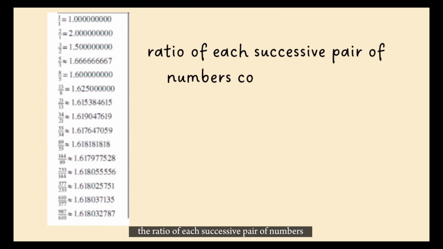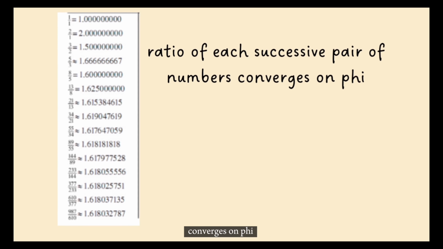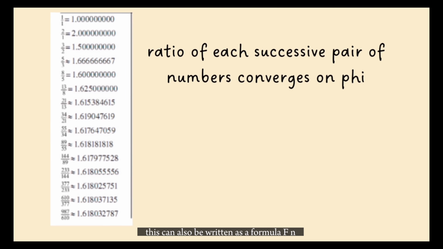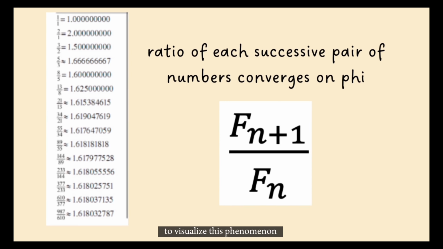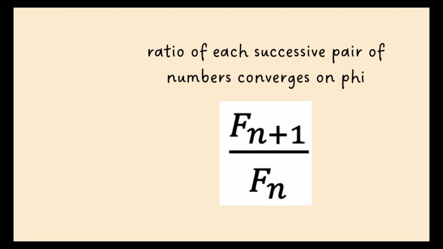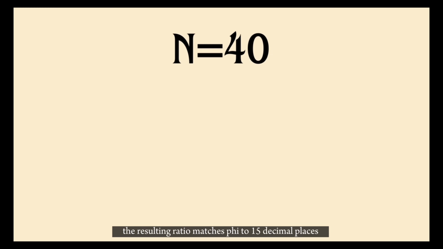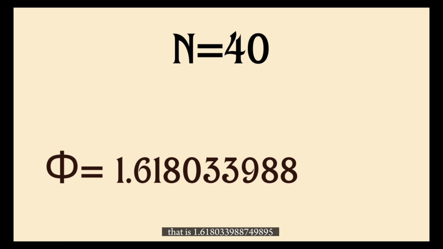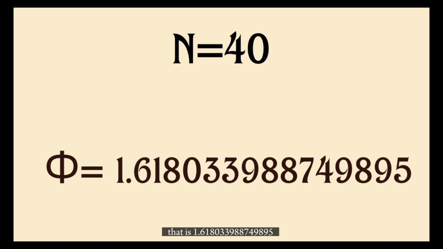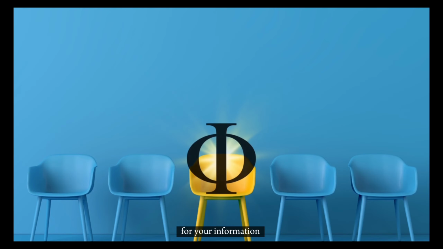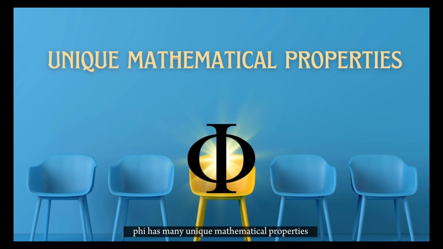In the Fibonacci sequence, the ratio of each successive pair of numbers converges on phi. This can also be written as the formula Fn+1 over Fn. To visualize this phenomenon, note that each successive value of the ratio gets closer and closer to phi. At the 40th number in the sequence, the resulting ratio matches phi to 15 decimal places, that is 1.618033988749895.